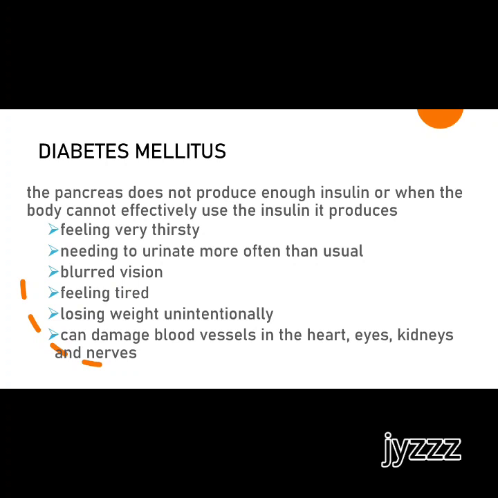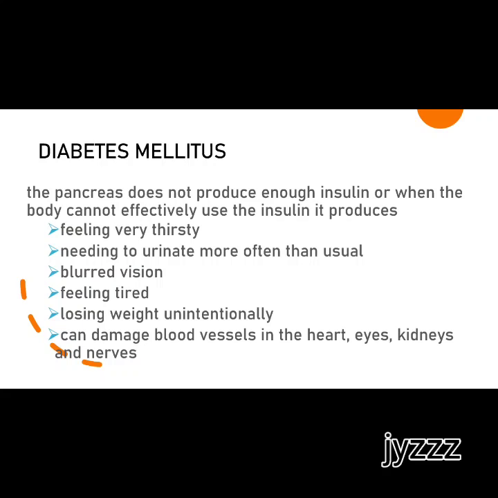I suppose you are familiar with the classic signs and symptoms of diabetes mellitus, the four P's: polyphagia, polydipsia, polyuria, and prolonged wound healing. When not controlled, it can damage the blood vessels in your heart, eyes, kidneys, and nerves, including the nerves and blood vessels in your feet.